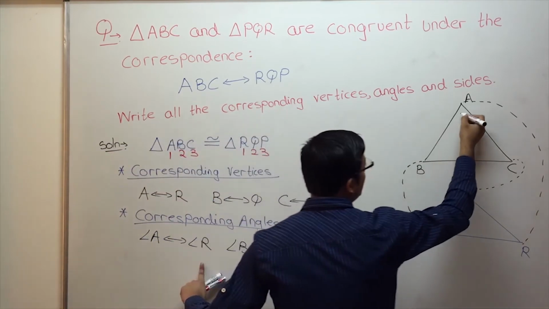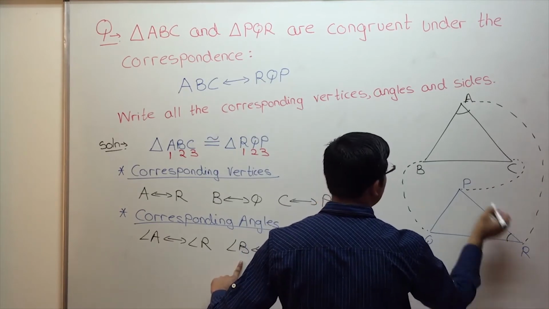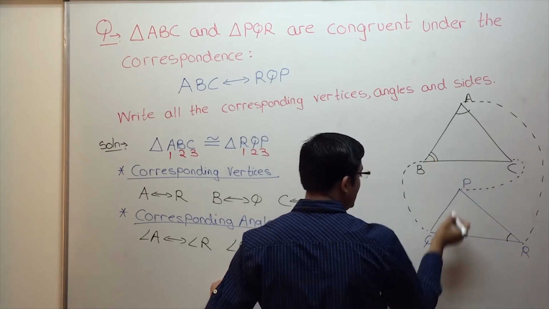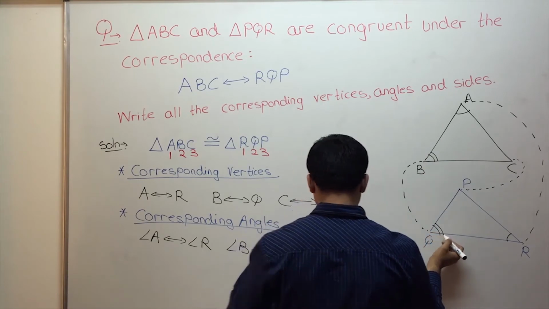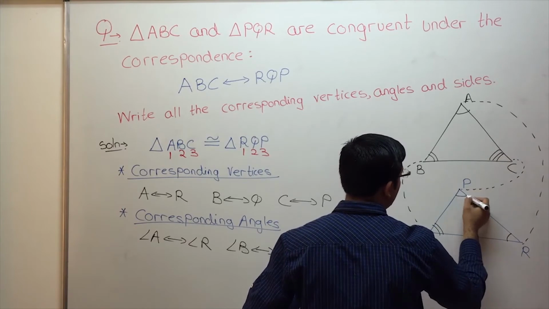That means which pair of angles are equal? Angle A is equal to angle R. Angle B is equal to angle Q. And angle C is equal to angle P.